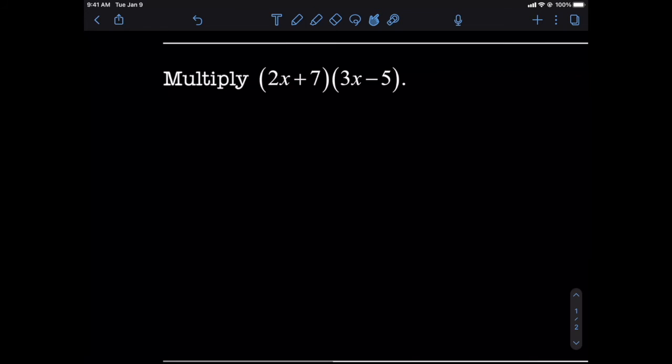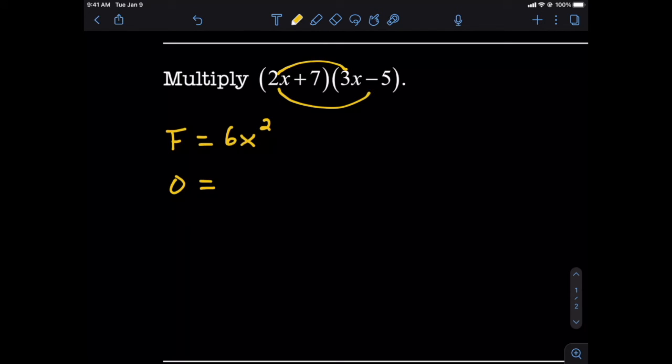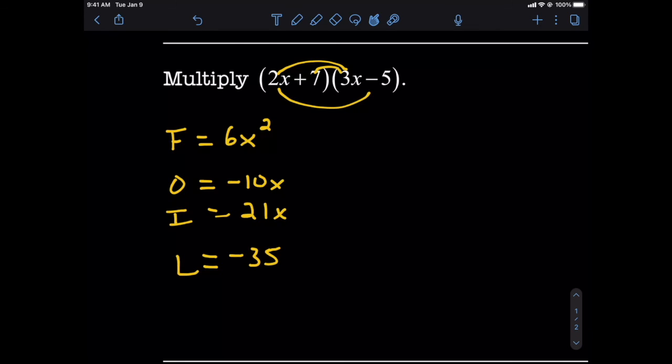This problem asks us to multiply 2x plus 7 times 3x minus 5. We can see multiplication of binomials, so we're going to FOIL and start with our first products. 2x times 3x gives us 6x squared. Next, we need our outer product, so we'll write O, and then we'll multiply 2x times negative 5, which of course is going to give us negative 10x. Note the arrow underneath to signify that I've done my multiplication. Now we need our inner products, that's 7 times 3x, to give us 21x. And finally, we need the product of our last terms, so we're going to put L, and 7 times negative 5 is negative 35.